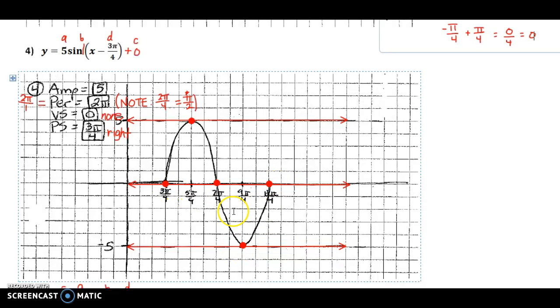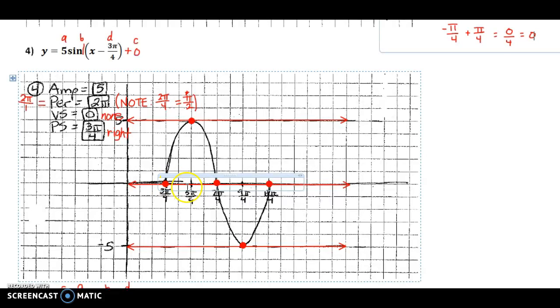So how did I get these x values? Well, from 3 pi over 4, I knew that I had to go pi over 2 to the right to get to my next value. In order to do that, I would add 3 pi over 4 plus pi over 2. I'm not going to show the work for it this time, but that ends up being 5 pi over 4.